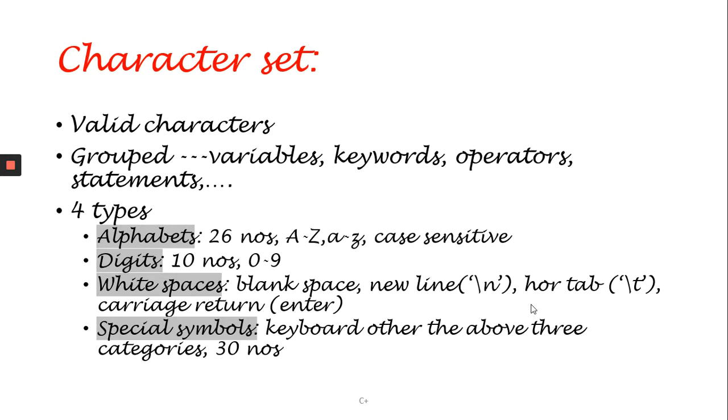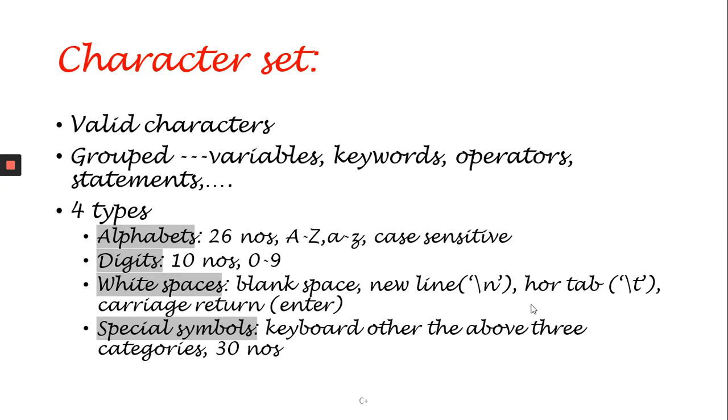White spaces include the blank space created by the spacebar, new line which can be created using \n, then horizontal tab, which is a group of 8 spaces created using \t, then carriage return, which is created using the enter key on the keyboard.